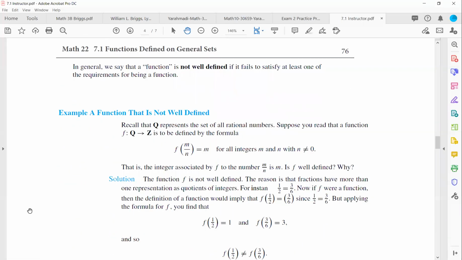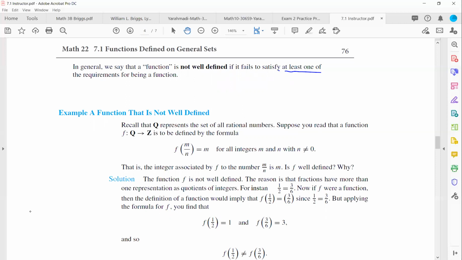One important concept is being well-defined. When you define a function, you always have to check to see if it's well-defined or not. What's the meaning of that? In general, we say that a function is not well-defined if it fails to satisfy at least one of the requirements to being a function. Let us take a look at one example to see what's going on here.